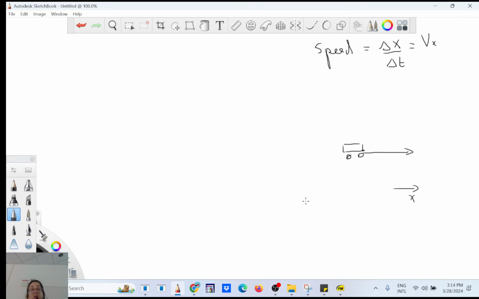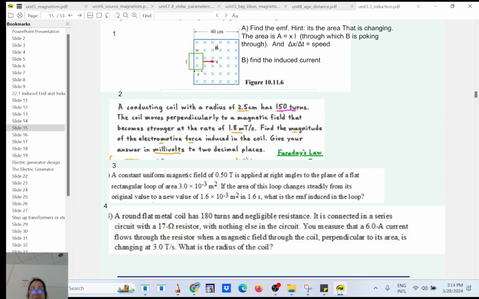Do you agree that if you have a rectangle, that will be the width, that will be the length, so the area is width times length? Do you agree? Okay. So this one is a little bit challenging. So you have this magnetic field. Does it go in the screen or toward you? In the screen. Okay. So what's happening here?